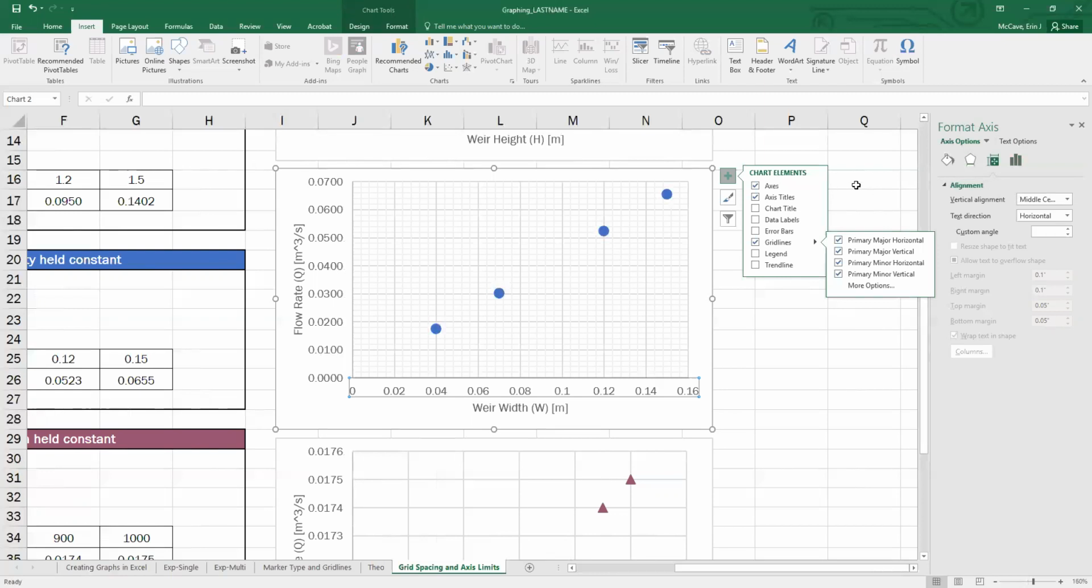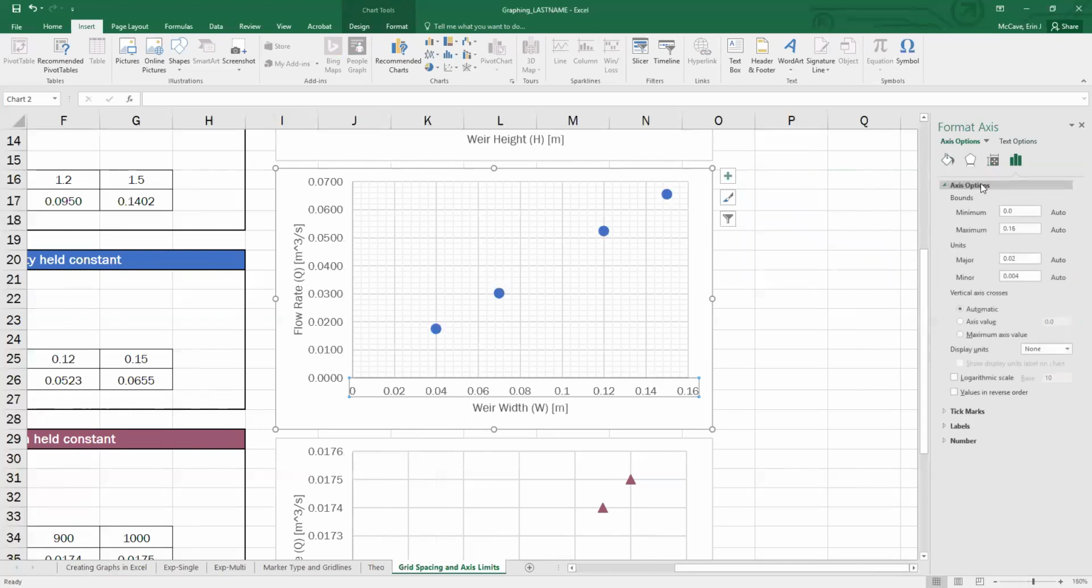so that when I look at my format axis, I get my window. I'm going to go to the little bar chart area, axis options, and look at the bounds. And so here we may again want to adjust, so we're going to 0.2 for our weir width. So now when we adjust this, our units for our major grid lines become 0.05. And so now our minor grid lines at 0.01 allow our data points to fall exactly on a minor grid line, which makes it easier to interpret for the abscissa.